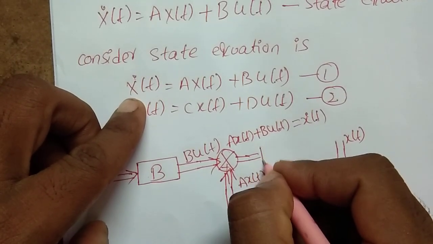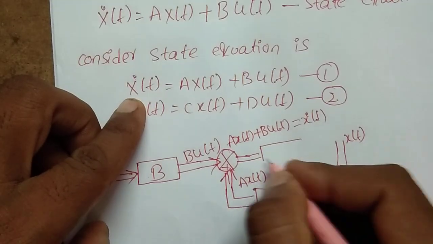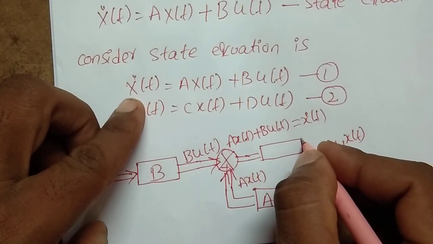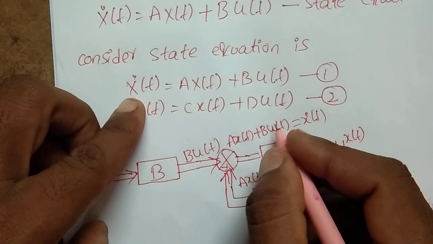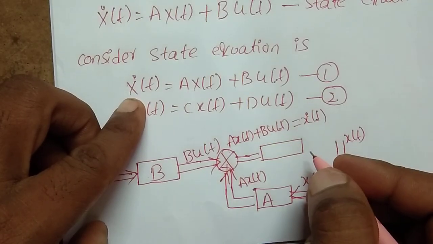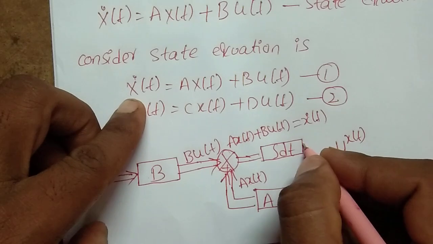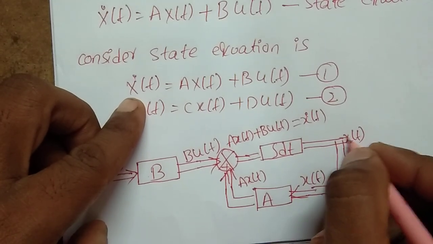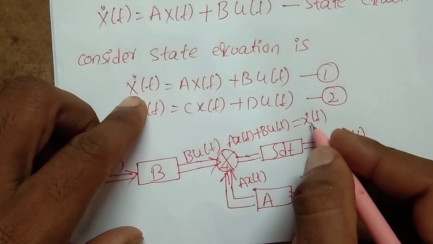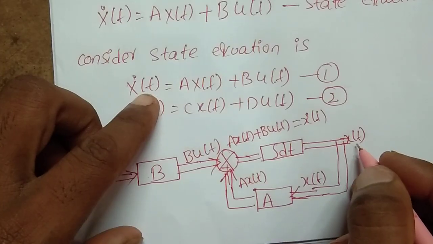How to convert x dot of t to x of t? x dot of t is the differentiation of x of t. How to remove the differentiation? By applying the integration with respect to dt. At this place you get x of t.